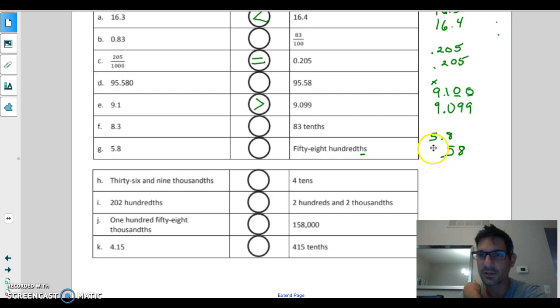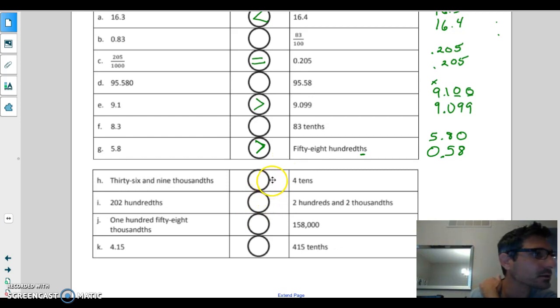Now, let's fill in some zeros. I'm going to put 0 here. I'm going to put 0 here. Now, 58 hundredths versus 5 and 8 tenths. Well, 5 and 8 tenths is greater because that's 5 wholes. Okay. Wow.